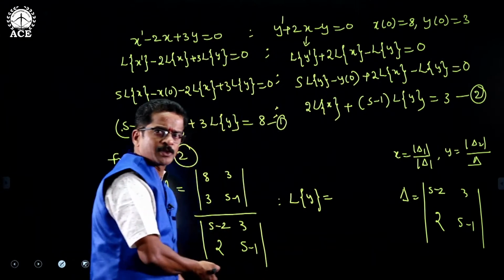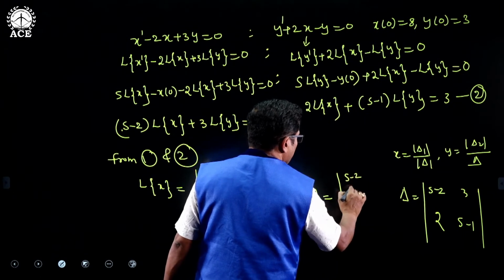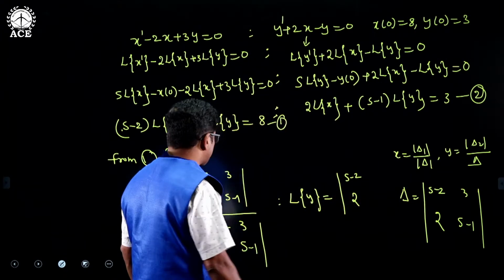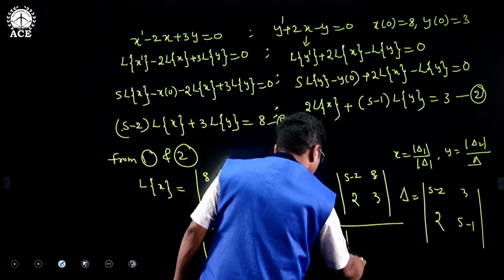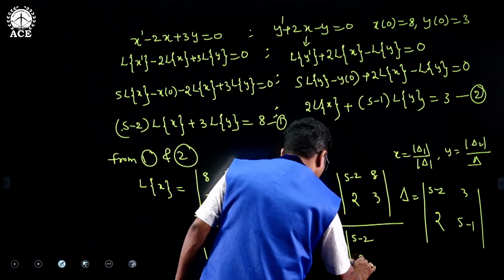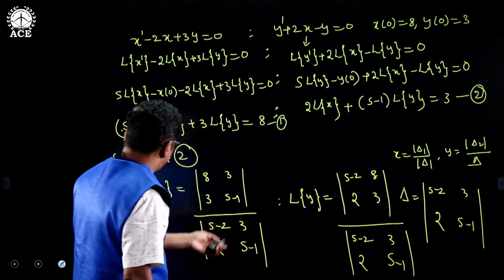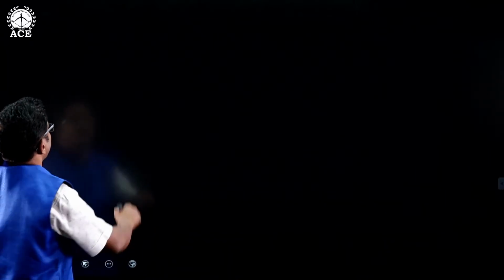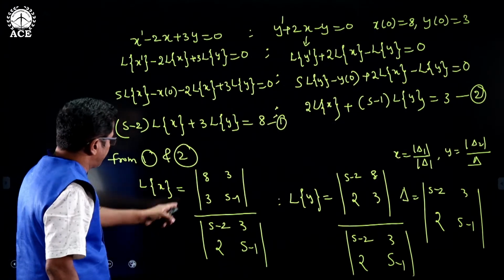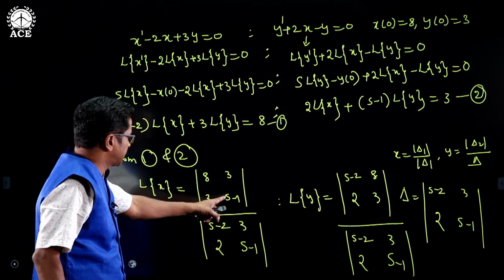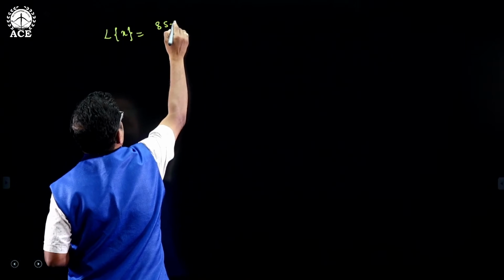Next, L of y, using Cramer's rule. Del 2 means write the x coefficient as it is and replace y coefficients by 8, 3, divided by the determinant s minus 2, 2, 3, s minus 1. Now we try to simplify this. So L of x: 8 into s minus 1, 8s minus 8, minus 9, means 8s minus 17, it becomes the numerator.